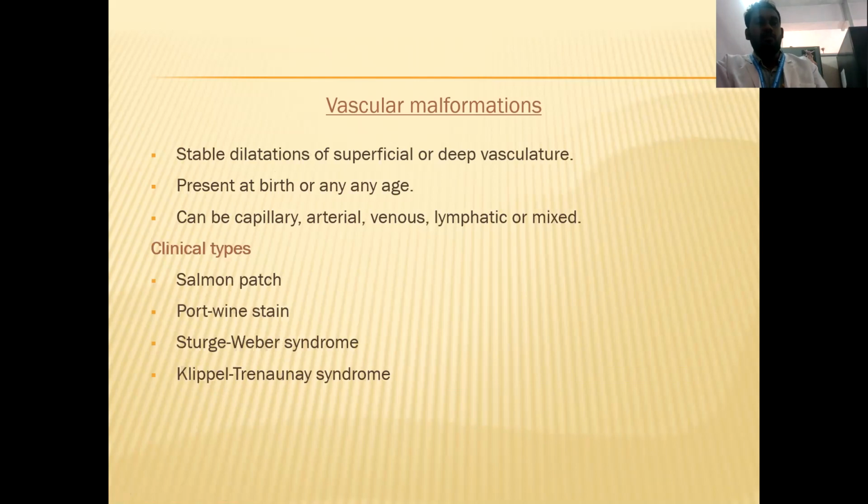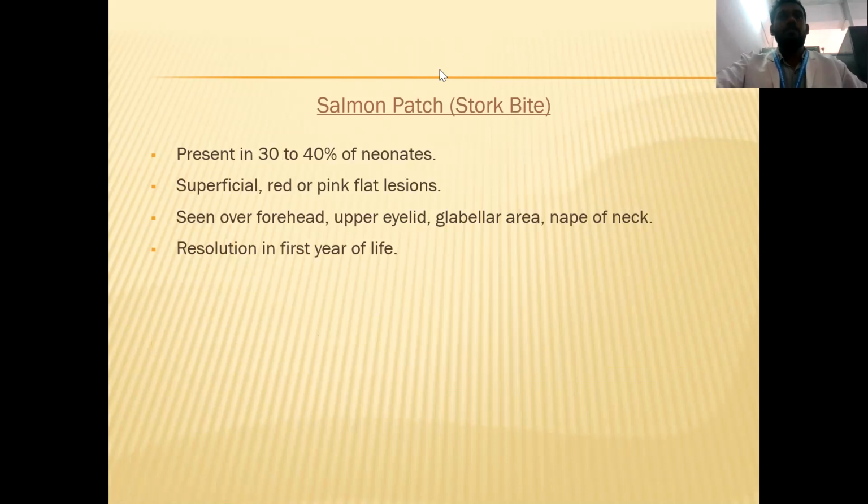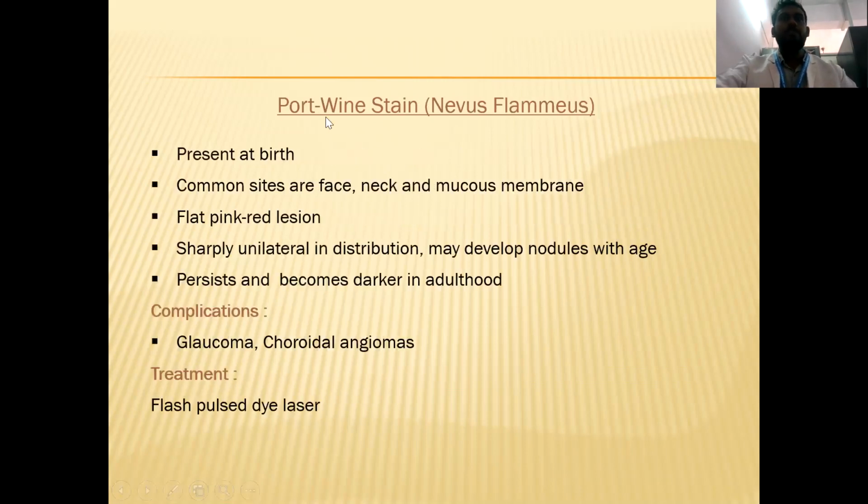Examples include salmon patch, port-wine stain, Sturge-Weber syndrome, and Klippel-Trenaunay syndrome. So salmon patch or the stork bite basically presents in 30 to 40% of neonates. It presents as a superficial red or pink flat lesion, predominantly seen over the forehead, upper eyelid, glabellar area, and nape of the neck. Usually it resolves in 1 year of life.